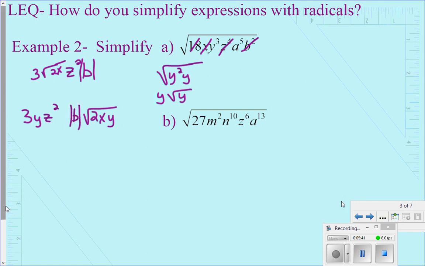Okay, so I think I have everything so far. So I have 2x underneath the square root, I have a 3 outside, I have a z squared outside, absolute value of b outside, a y outside, and a y inside the square root. Okay, good. So we're done with the y's.